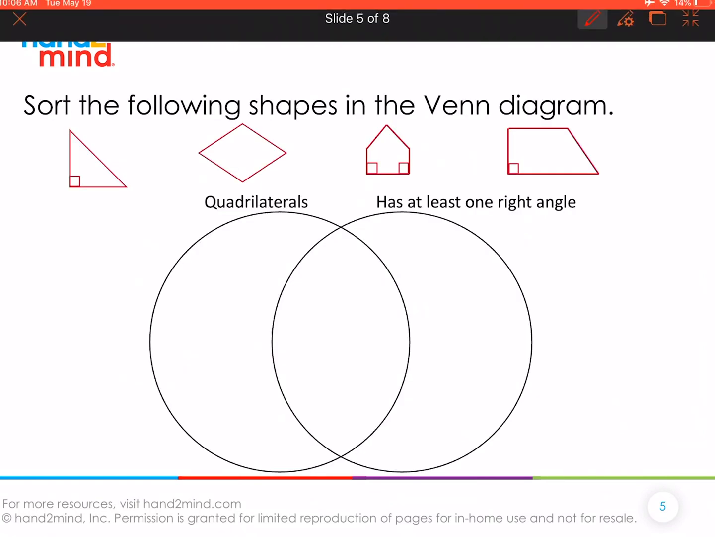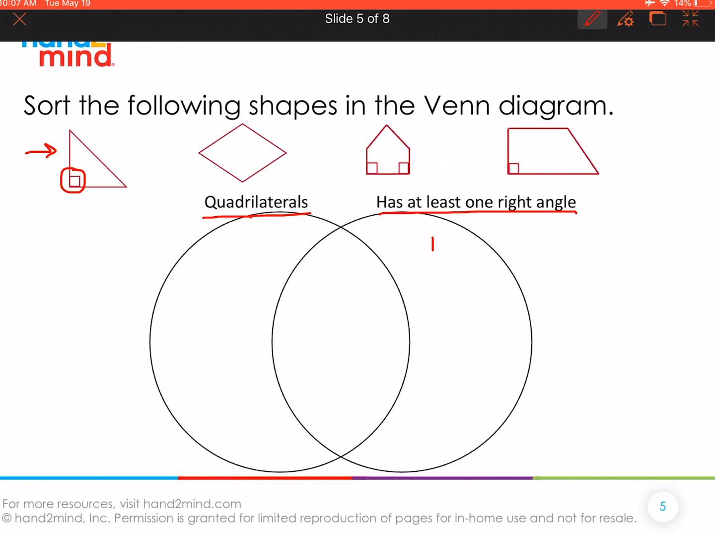So our next problem says to sort the following shapes into our Venn diagram. So here we have two categories, quadrilaterals and has at least one right angle. So looking at our polygons that were given at the top, the first one here we know that this is a right triangle. We know a triangle is not a quadrilateral, but we can see that it does in fact have at least one right angle.